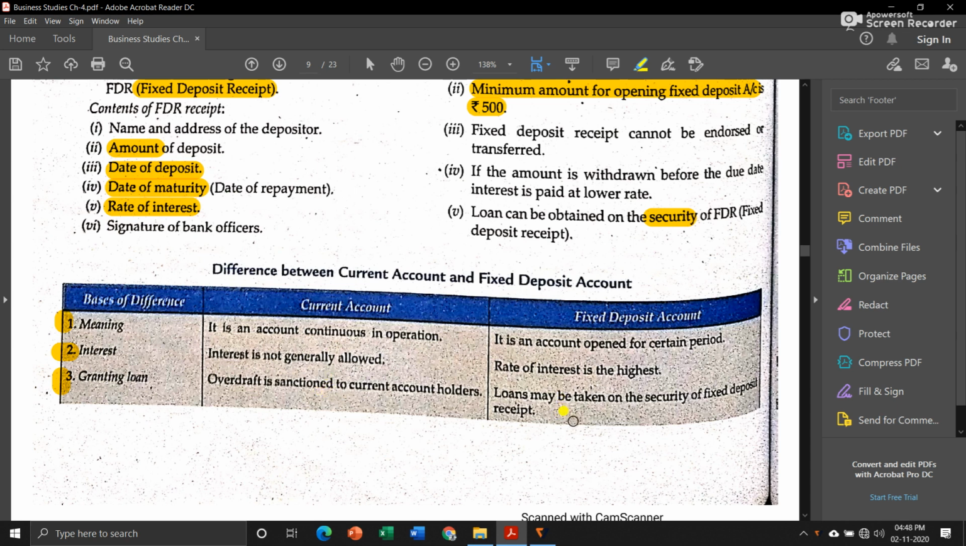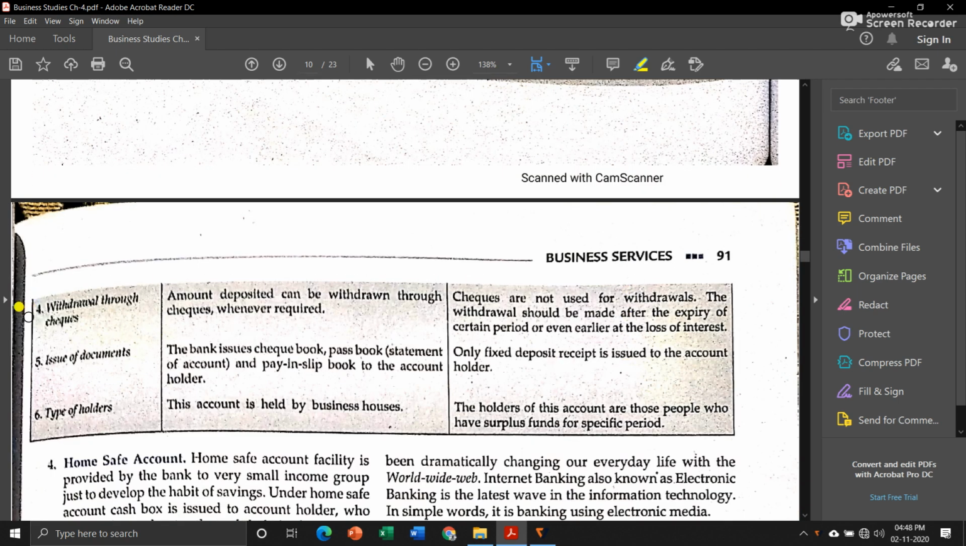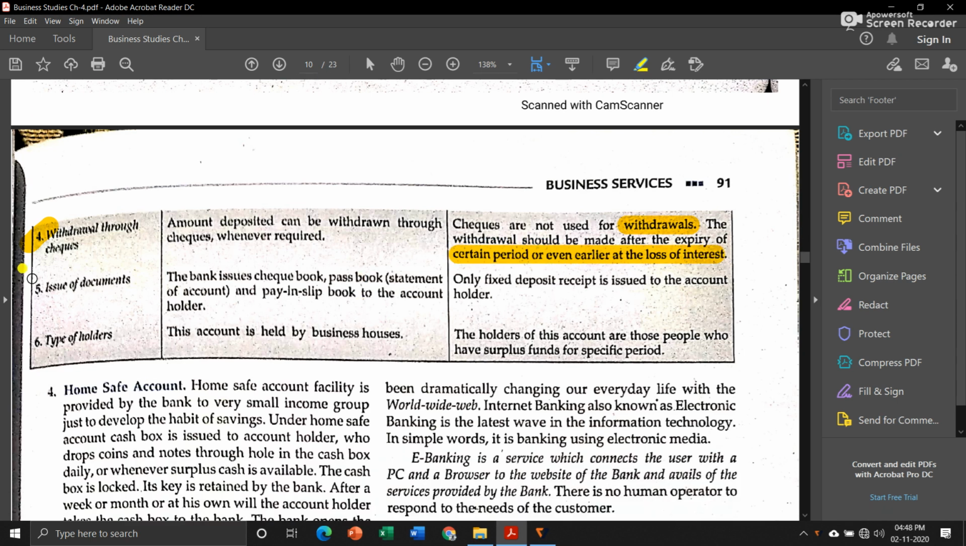And in case of fixed deposit account, you can take a loan by just keeping your FDR, fixed deposit receipt, as the security. Then withdrawal through checks: the amount deposited can be withdrawn through checks whenever required, but in case of fixed deposit, checks are not used for withdrawals. The withdrawal should be made after the expiry of a certain period or even earlier at the loss of interest. Then issue of documents: the bank issues checkbook, passbook and pay-in slip, but in case of fixed deposit, they give you a fixed deposit receipt.